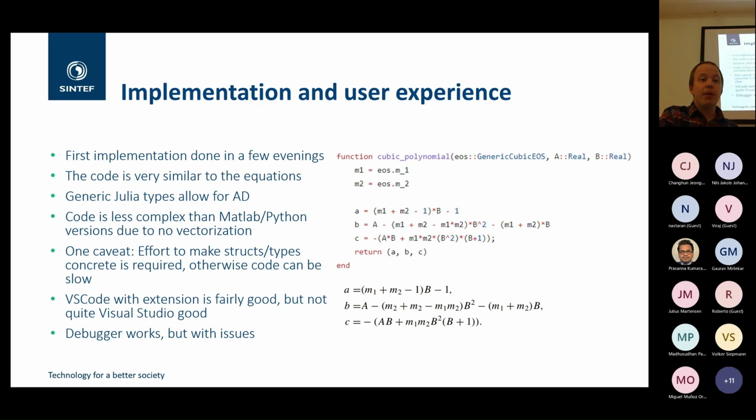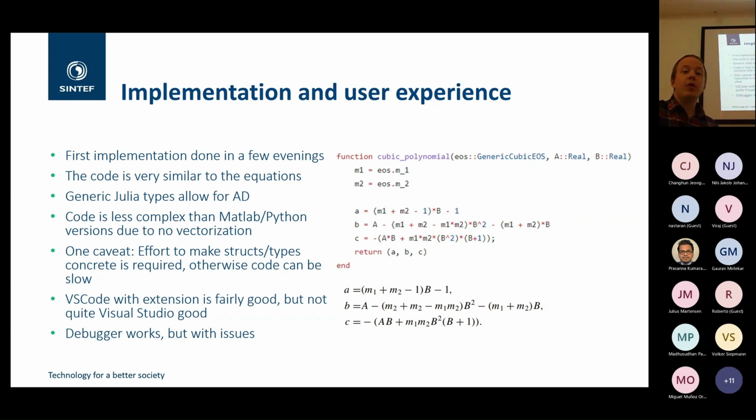And in terms of implementation and user experience, it was quite nice. The first implementation of this was done in just a few evenings. And as you can see here on the right-hand side, it's just basic polynomials, and the equations are similar between the mathematical description and what's in the text.